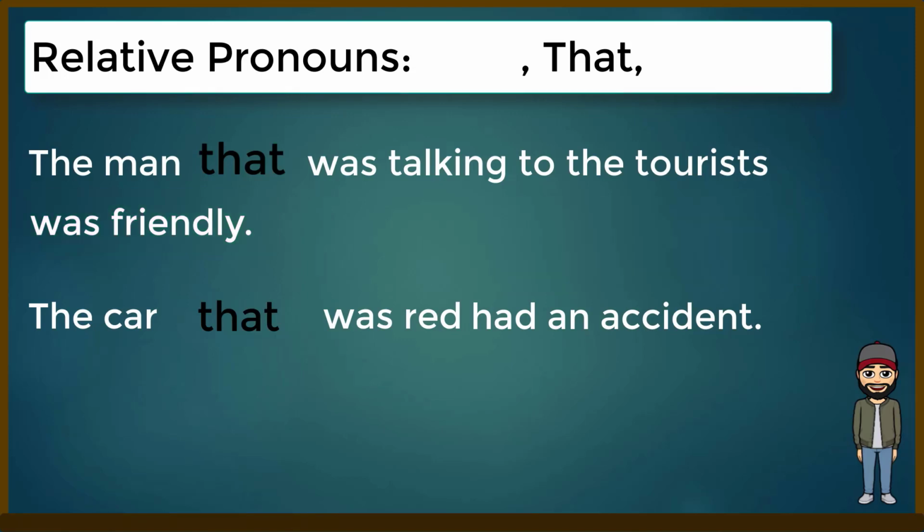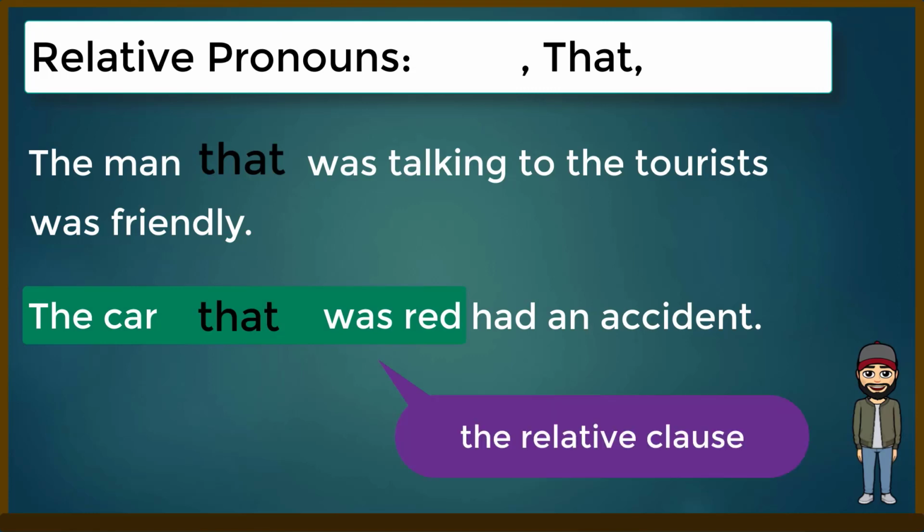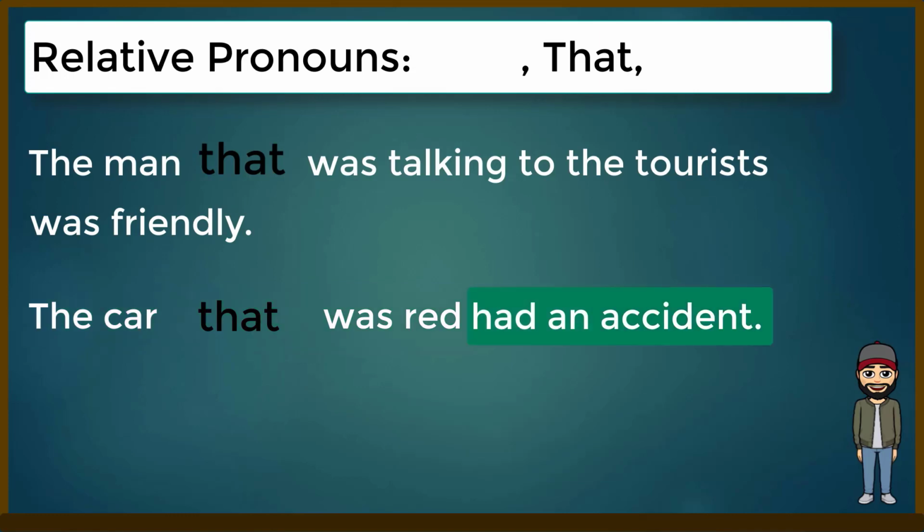Now also in the second sentence, the first part is called the relative clause. Why? Because it has the relative pronoun in it. القسم الأول يقال له relative clause العبارة الوصفية. لماذا سميت عبارة وصفية؟ لوجود الضمير الوصفي. The second part is the main clause. والجزء الثاني هو العبارة الرئيسية.